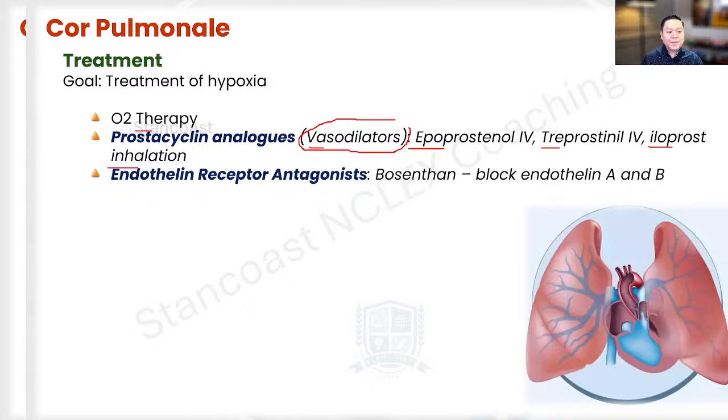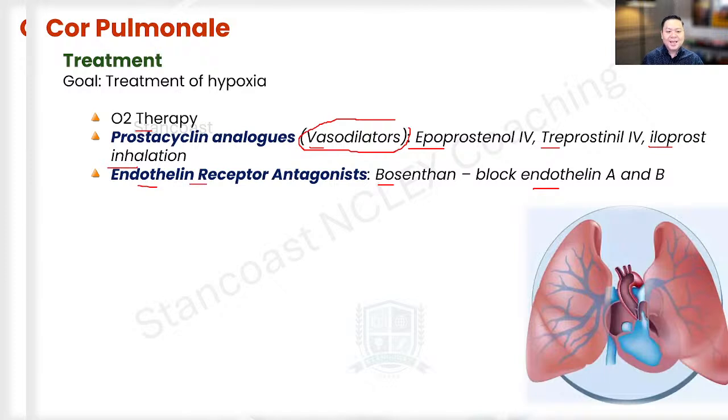Now, talking about another medication classification, the endothelin receptor antagonist. This is represented by the medication bosentan, and it is going to block endothelin A and B. All right, so this is what we call the endothelin receptor antagonist.